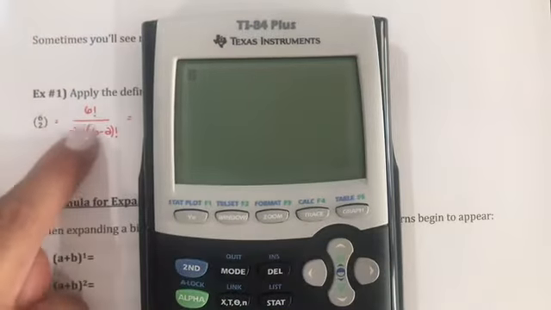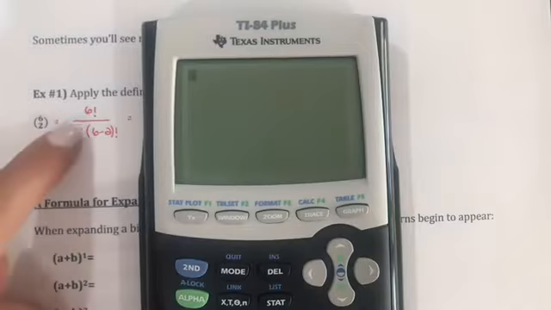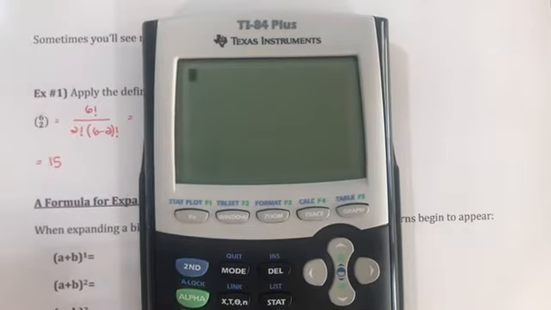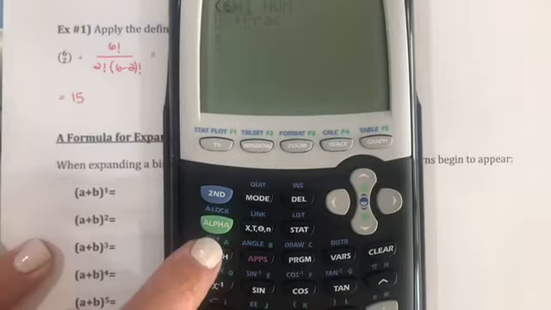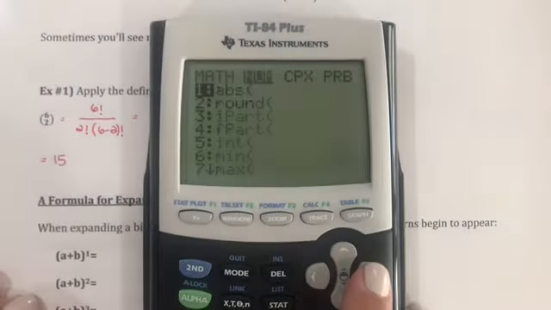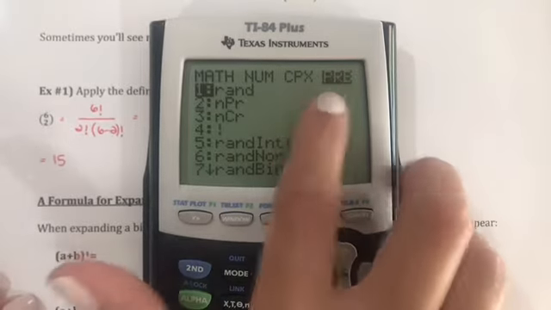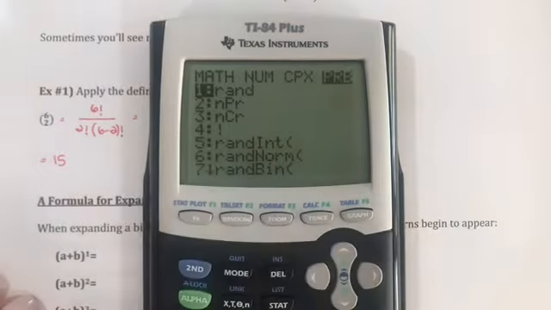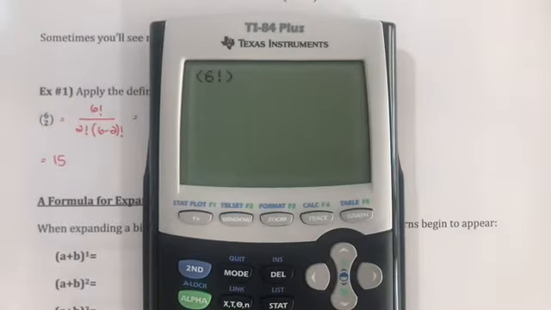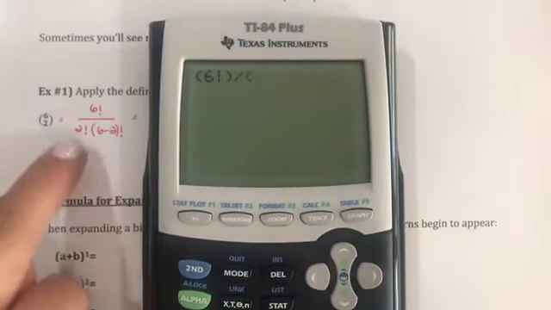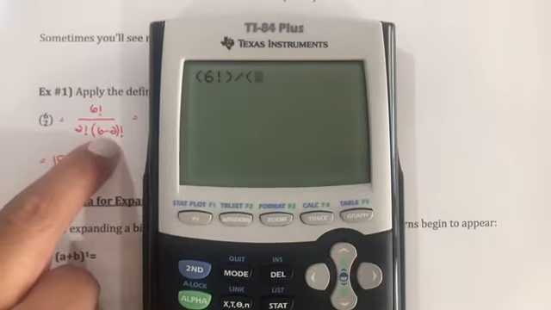The first way is to just type in what we see here, and I have to show you where the exclamation point is. Let's first put my numerator in parentheses. So I have 6, and I need the exclamation point. If we hit the math button and scoot over to the right until you hit probability, PRB, notice number 4 is that exclamation. Now I can divide by the bottom, which is 2 factorial and then 4 factorial.